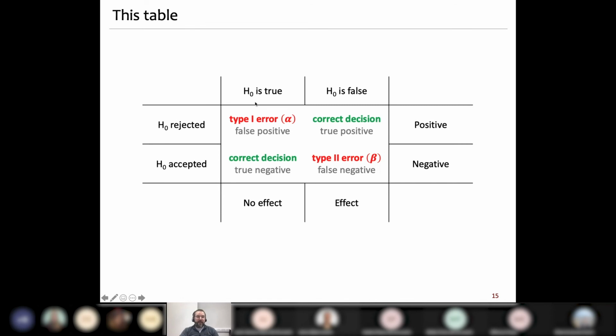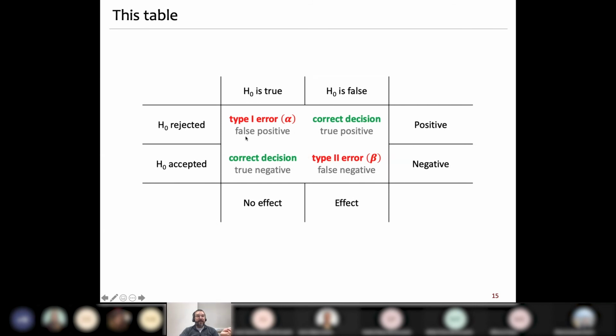Inside the table, there are consequences of our decisions. If the null hypothesis is true, that means there is no effect, and we reject it, then we commit type 1 error. This is what it's called. It's easier to understand when you call it false positive.